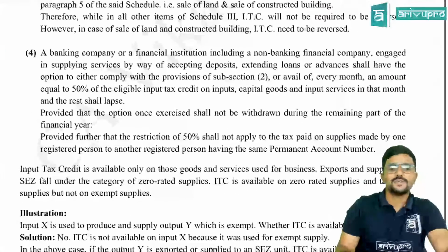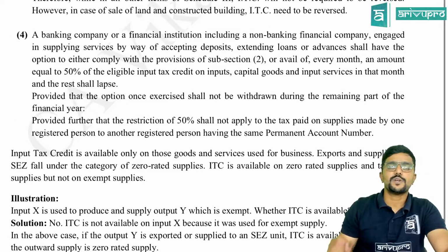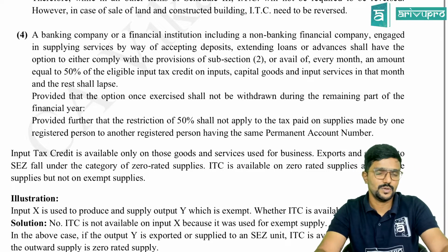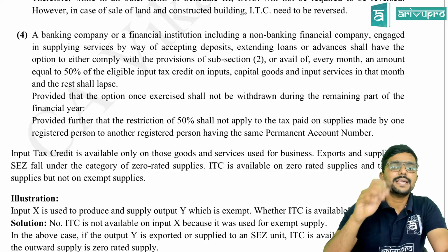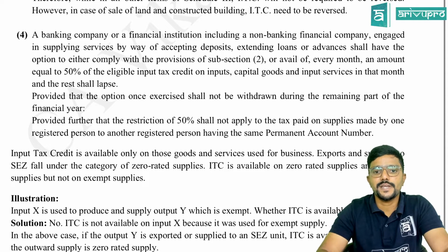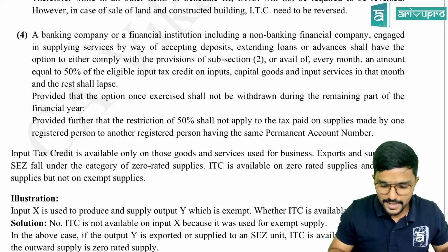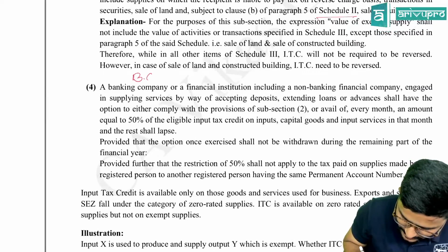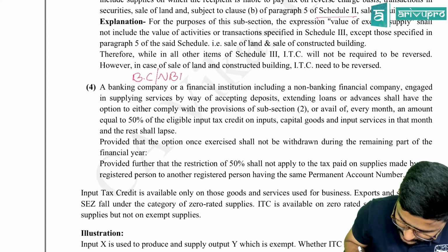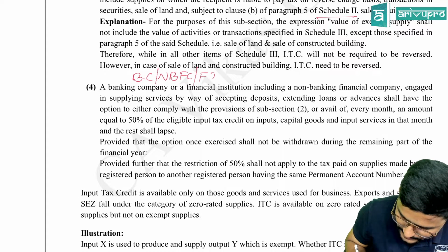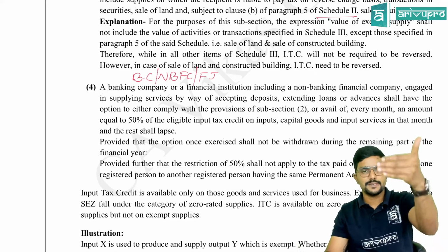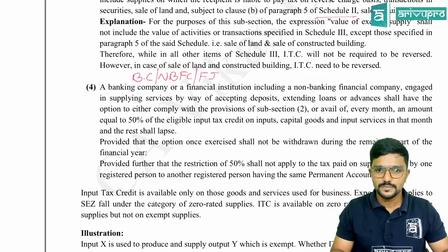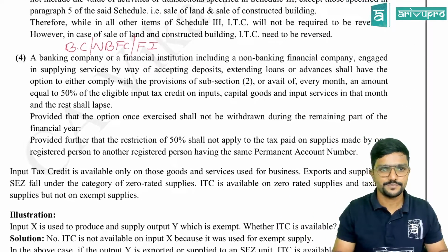Next, let us go to subsection 4. Subsection 4 talks about one special person, means special category of supplier. Who is it? A banking company or a financial institution including NBFC. So a banking company, BC, or NBFC or FI, that is financial institution. So if the supplier is one of these 3 special persons, only for them subsection 4 is applicable. So let me explain this provision first.